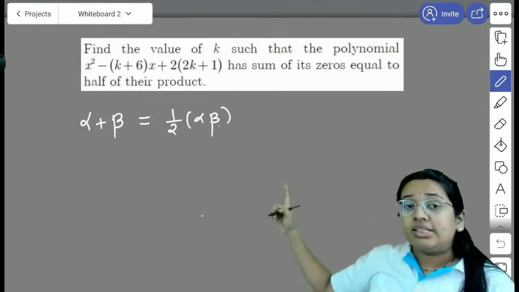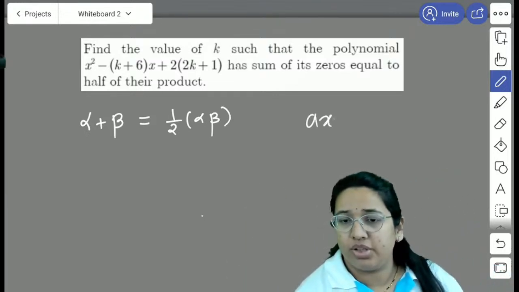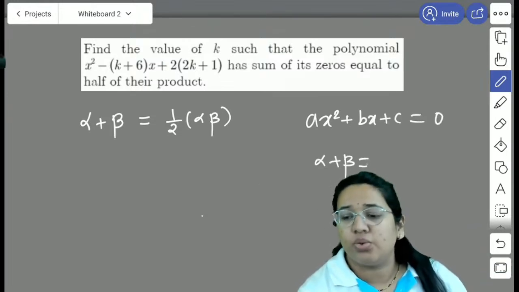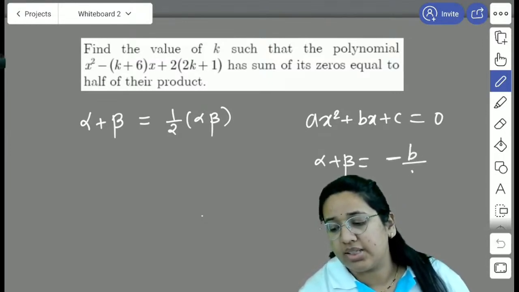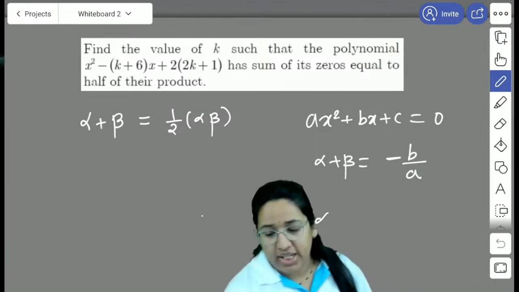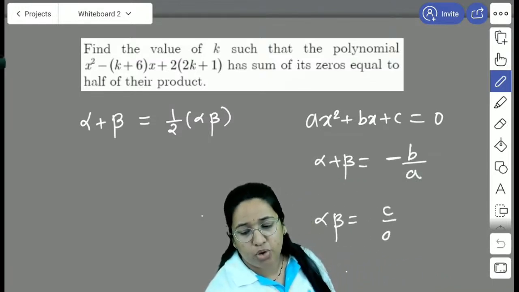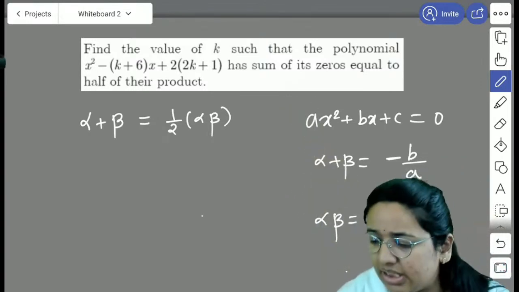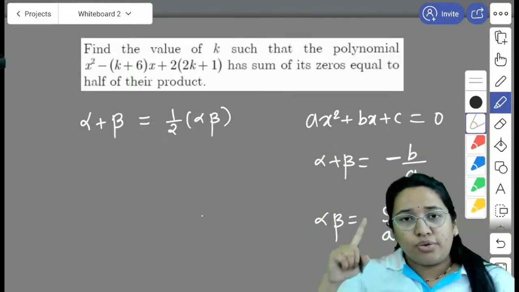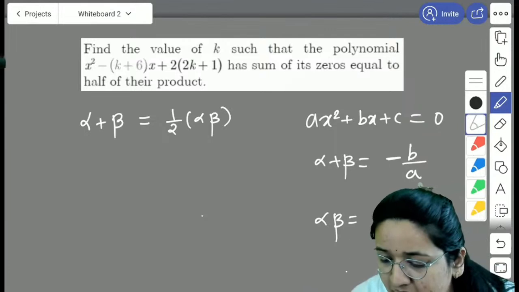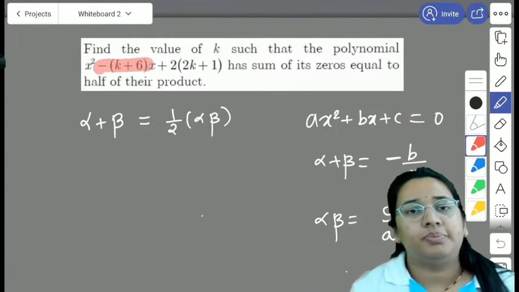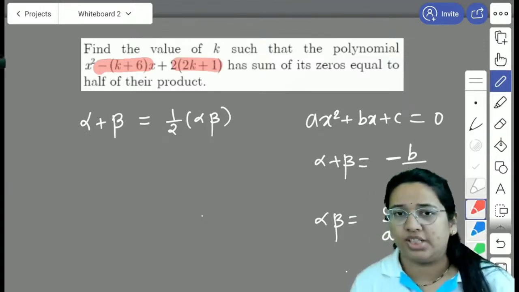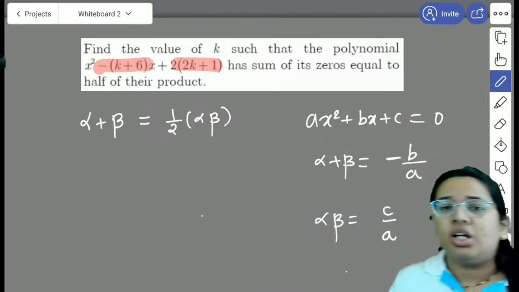But we know that if we are talking about ax square plus bx plus c equals to 0, then alpha plus beta is equal to minus of coefficient of x upon coefficient of x square, and alpha into beta is equal to constant upon coefficient of x square. So just equating this with the case, I can see here the value of A will be 1, the value of B will be minus of k plus 6 and the value of C will be 2 times of k plus 1. So we just put all the values here.